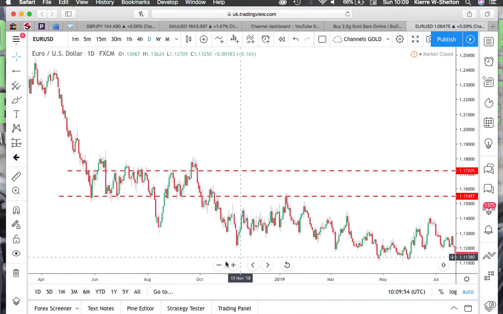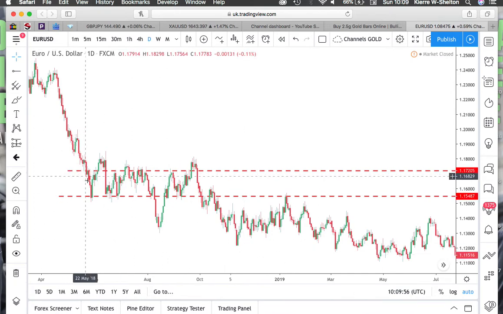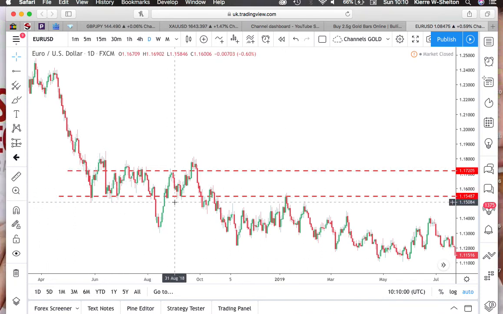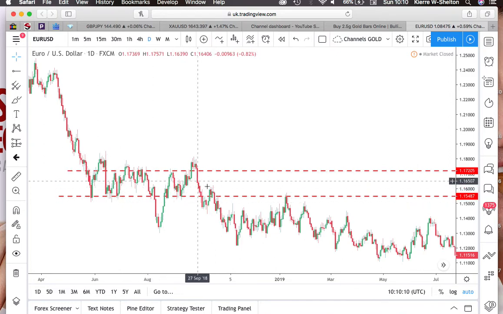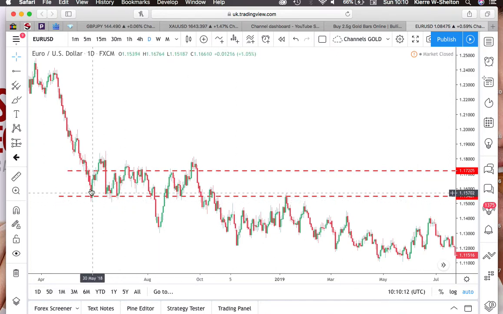Okay, now this is a channel. A channel is parallel lines. I would say they're not always parallel. Sometimes they do open wider at certain ends, but the majority of the time they are parallel, so they have an equal distance apart all the way through. So this is a support line, right? It started as a support line and it broke through it.